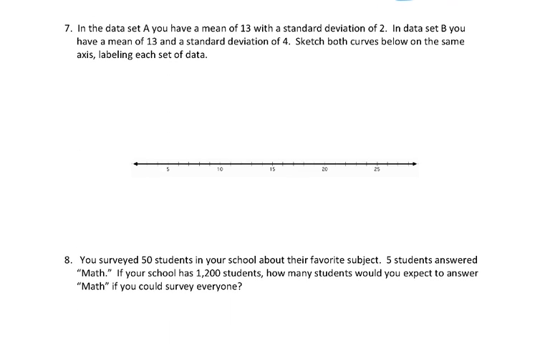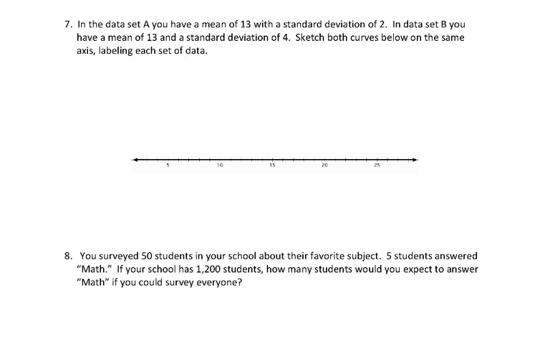Okay, number 7. Now we're going to create 2. Okay, so we've got a mean of 13. So for this first one, my mean is right about there. And a standard deviation of 2. So for every 2, there's 1 standard deviation 2 away. There's 2 standard deviations and 3 standard deviations. So my curve would look something like that.